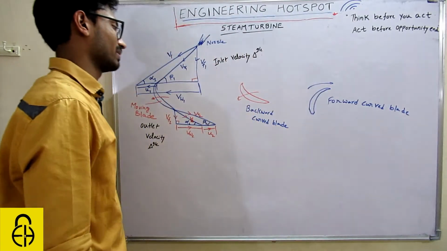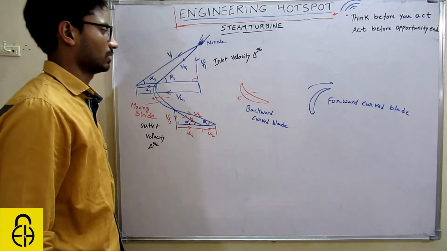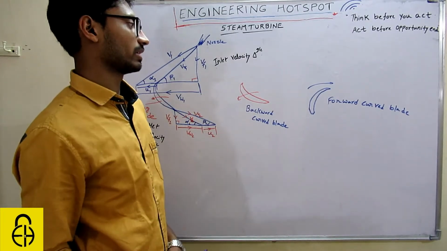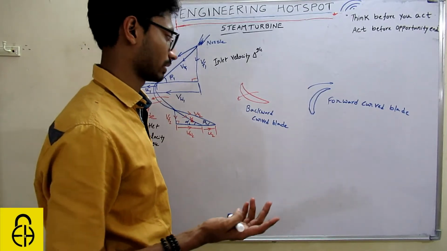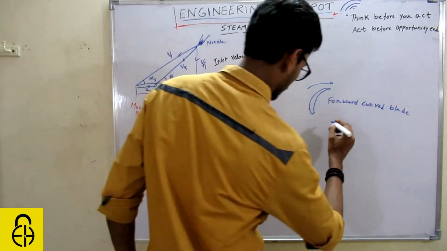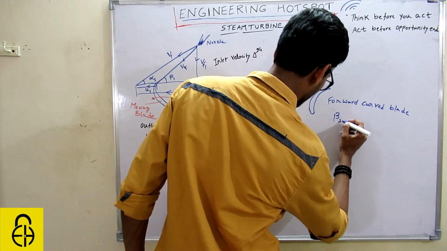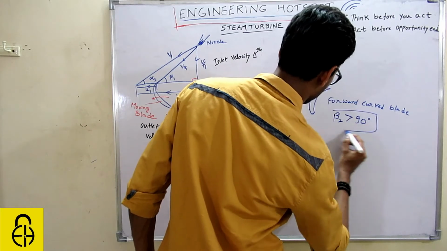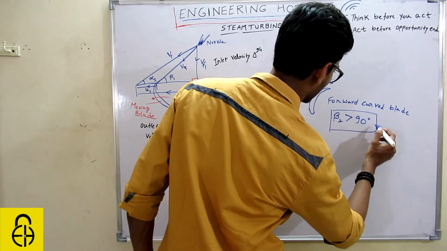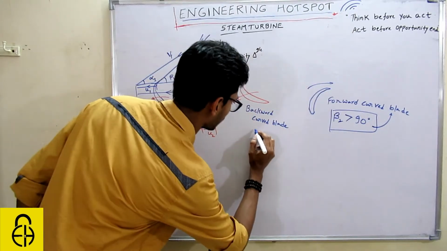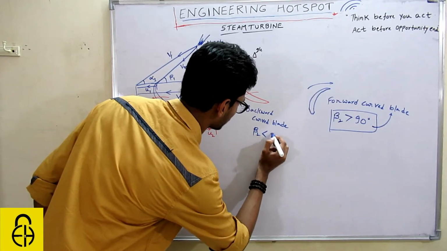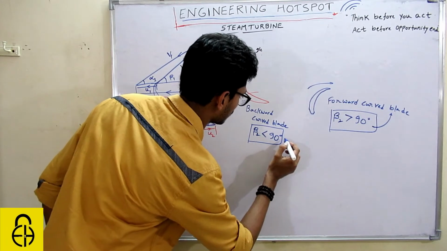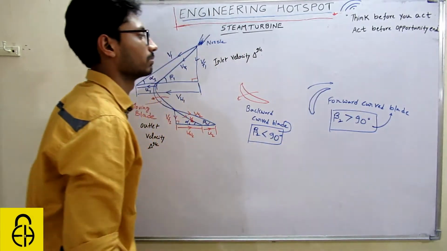You cannot predict every time by staying away from the turbine. How will you determine whether it's a forward curved blade or a backward curved blade? There is a simple way. Just remember, if beta 2 is greater than 90 degree, then it's a case of a forward curved blade. And if beta 2 is less than 90 degree, then it's a case of a backward curved blade.